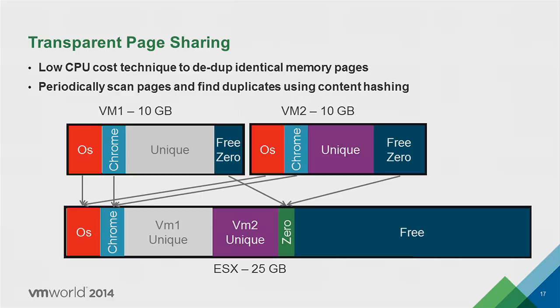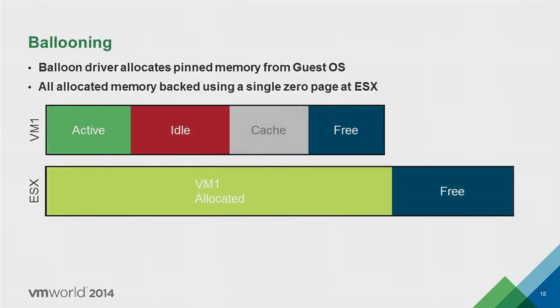And transparent page sharing is a very low-cost technique. The scanning is done at a very low rate, so you won't see much CPU loss because of that. We keep it very minimal. So it is one of the lowest-cost techniques to get memory reclamation.